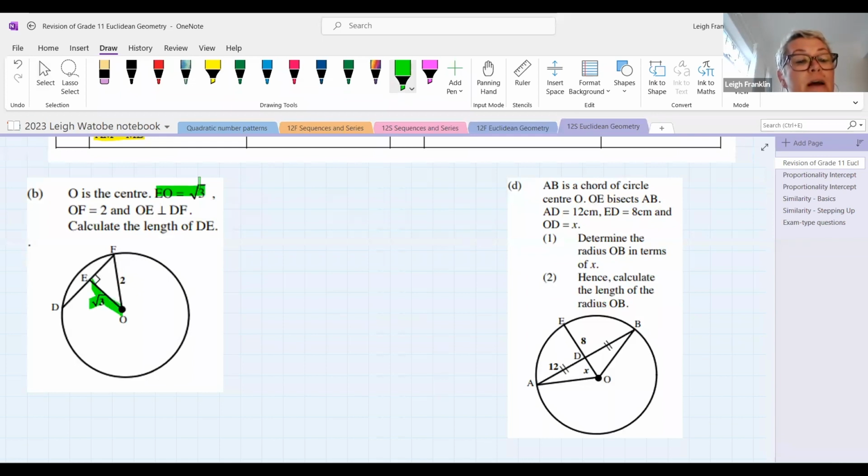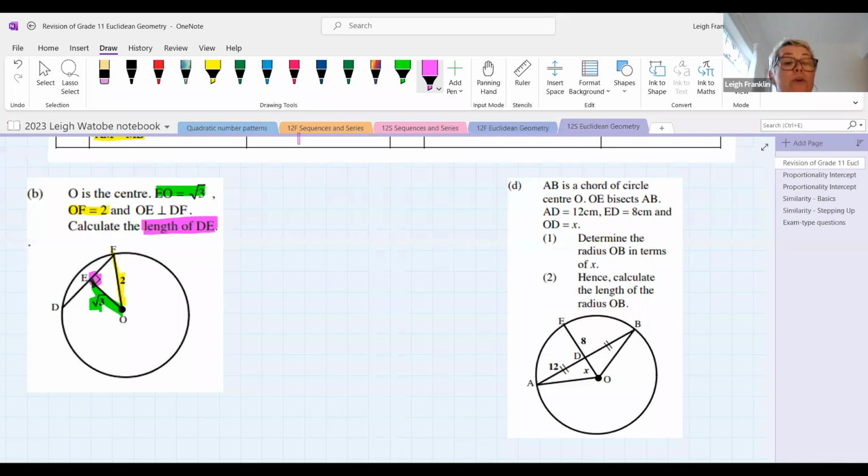That's this bit over here. They tell us that OF is 2 units. That's this bit over here. And the other thing that they tell us is that we have got a 90-degree corner. That means the triangle OEF is a right angle triangle. They want us to calculate the length of DE. Because we've been given this 90-degree corner at E, it means that DE equals EF. So if we can work out the length of EF, we've got the length of DE.